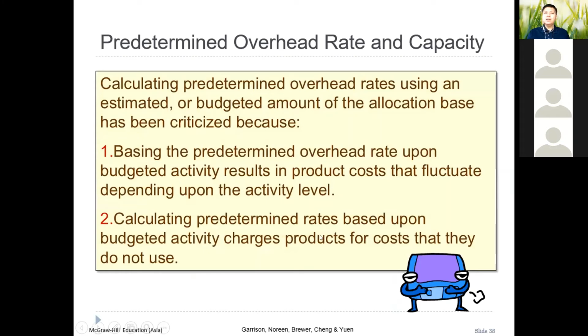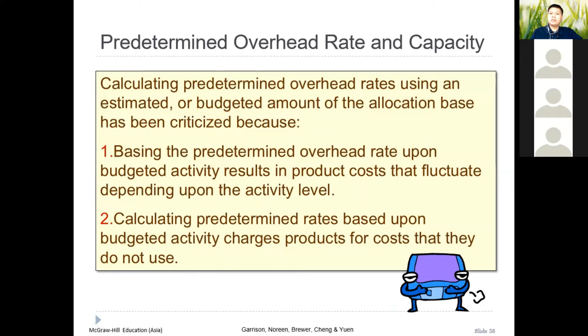Okay. Now, calculating predetermined overhead rates using an estimated or budgeted amount of the allocation base has been criticized because basing the predetermined overhead rate upon the budgeted activity results in product costs that fluctuate. Okay, so halimbawa, in-estimate mo lang yung direct labor hours, no?